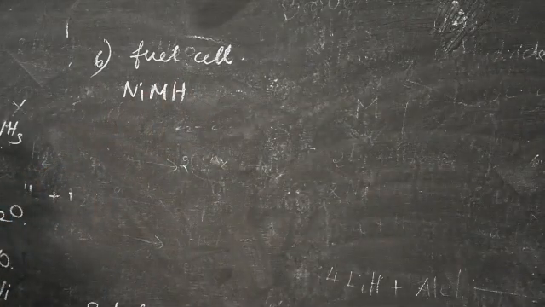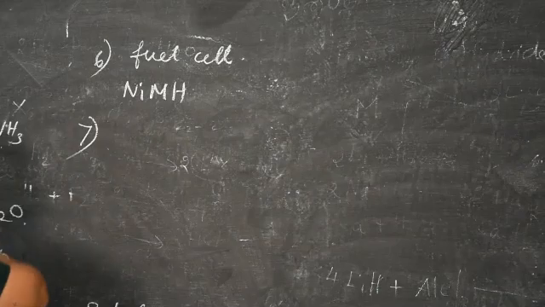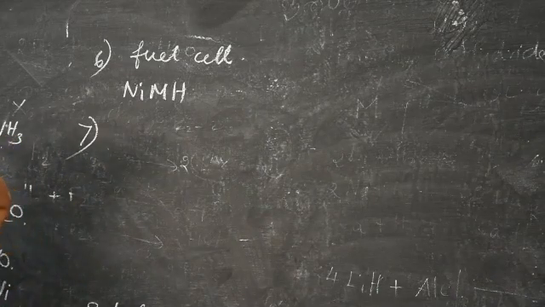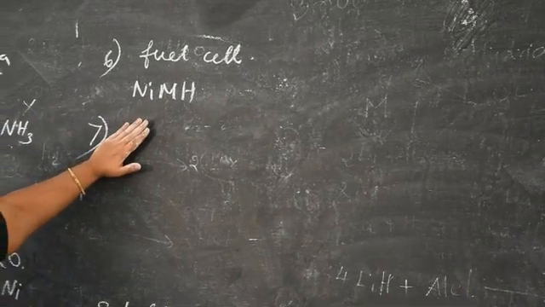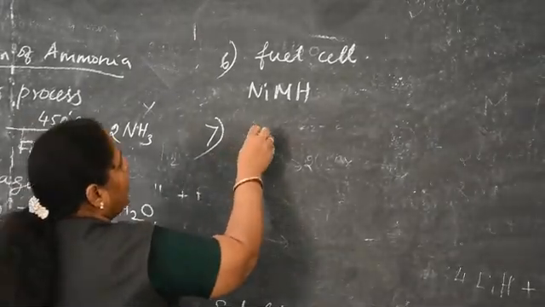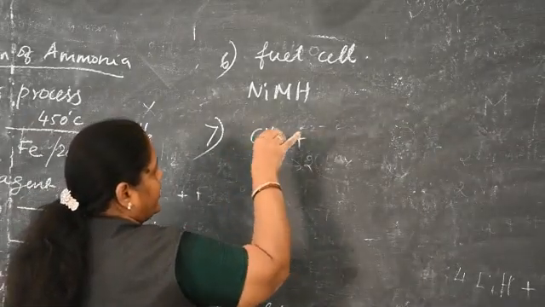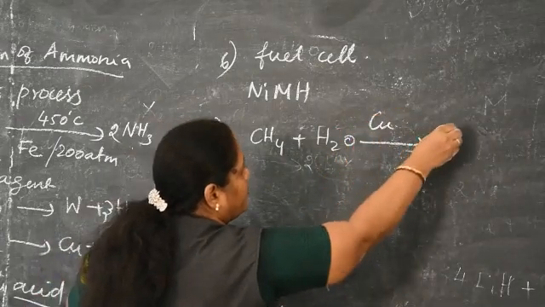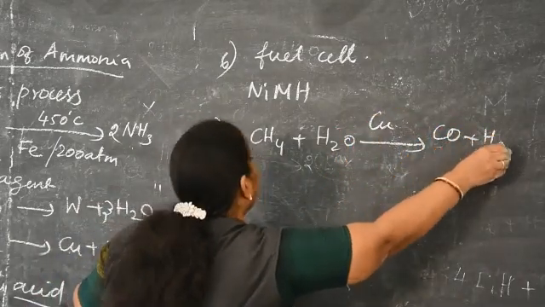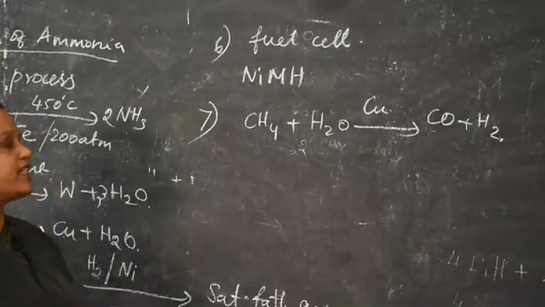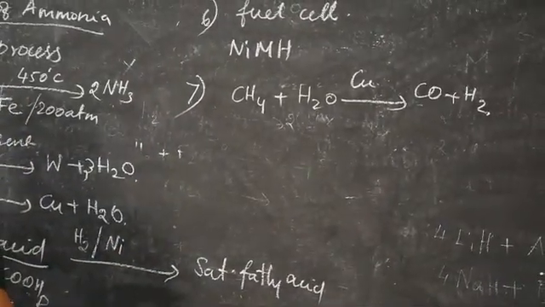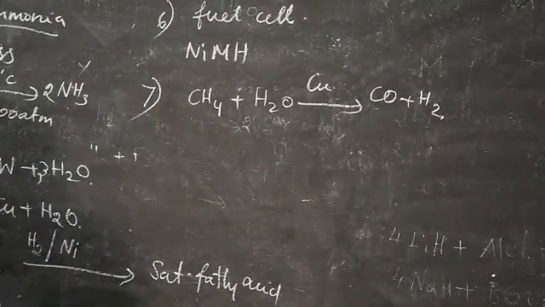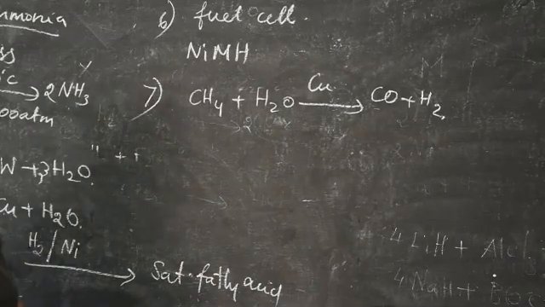These are the important uses, and one more application is the preparation of synthetic gas. Methane reacts with steam in the presence of copper as a catalyst, and we get a mixture of carbon monoxide and hydrogen. Next, we discuss compounds of hydrogen. Before that, the preparation of deuterium.